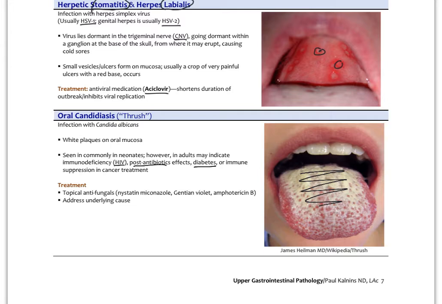The treatment is usually topical antifungals biomedically, like nystatin, miconazole, gentian violet, amphotericin B, and then addressing the underlying cause, the immune deficiency. In anyone over 1 year of age, an interesting treatment that I've seen work in a few patients is honey, topical honey. You do not want to use that in a neonate or child under 1 because of the potential for botulism. But for older children, adults, that would be something. But again, if this is happening chronically, we have to look at an underlying disorder that might be contributing to that immunodeficiency.